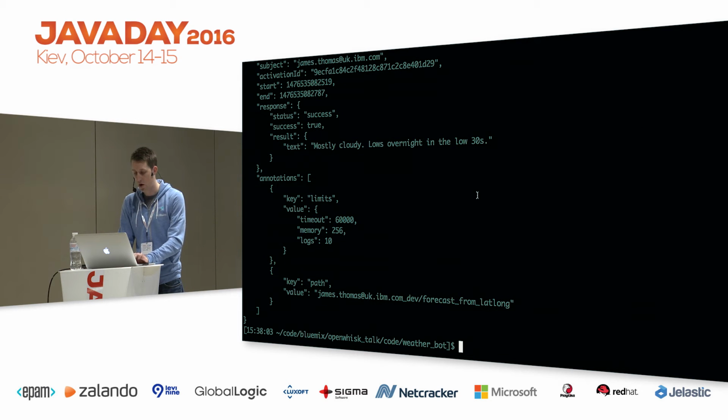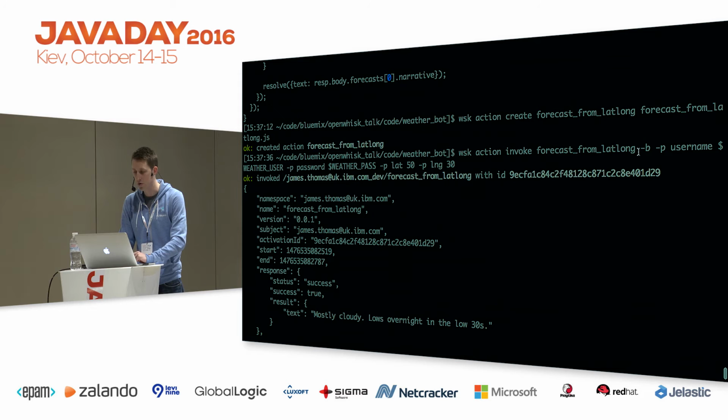So I can say whisk action update. You give it the name of your service, and then you literally give it the parameters that you want the platform to store. So I want it to store my username and a password.